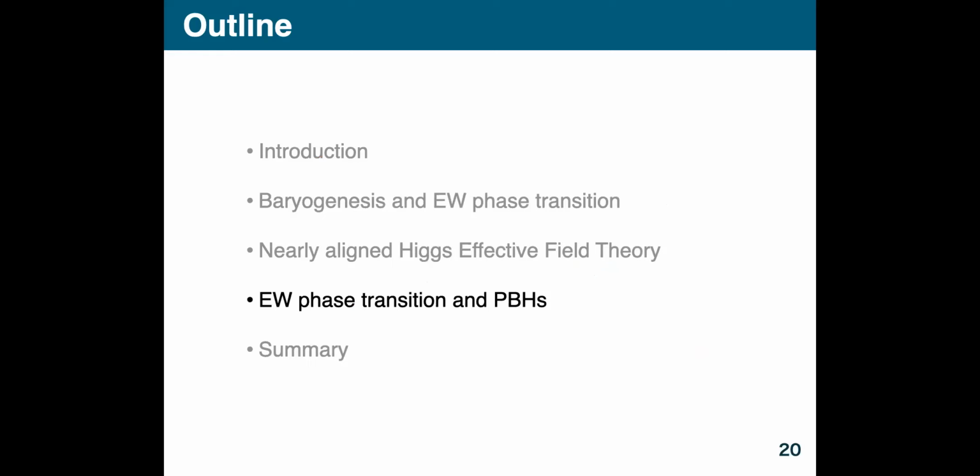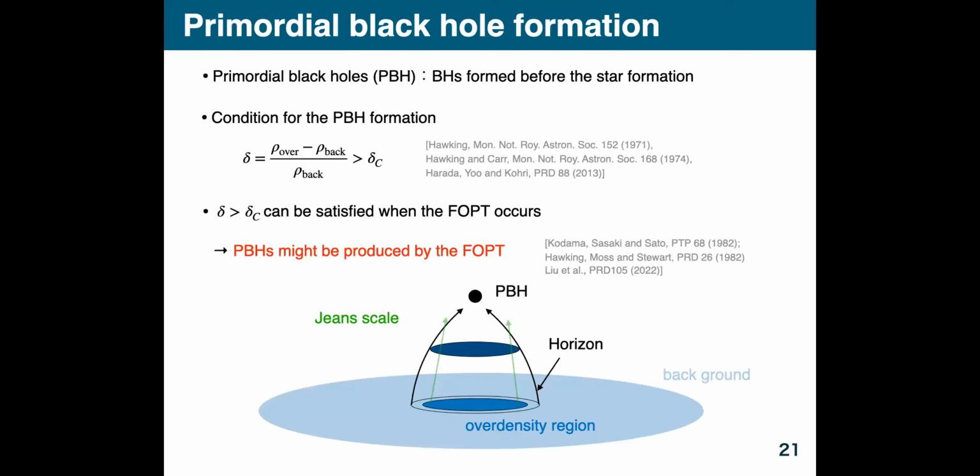So finally, I'd like to explain the relation between the electroweak phase transition and the primordial black hole. This is the main part of my talk. First, I have to explain what a primordial black hole is. Primordial black holes are black holes formed before the star formation, not after the star formation. To realize the PBH formation, a large energy density fluctuation should be realized in the early universe.